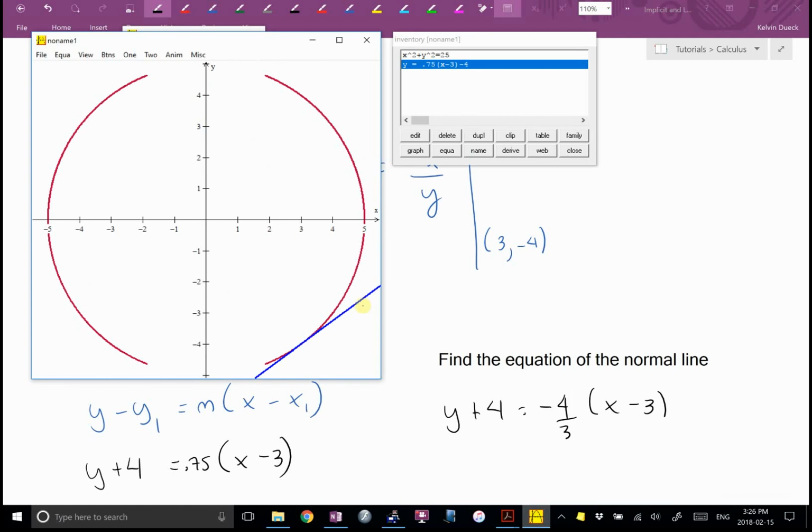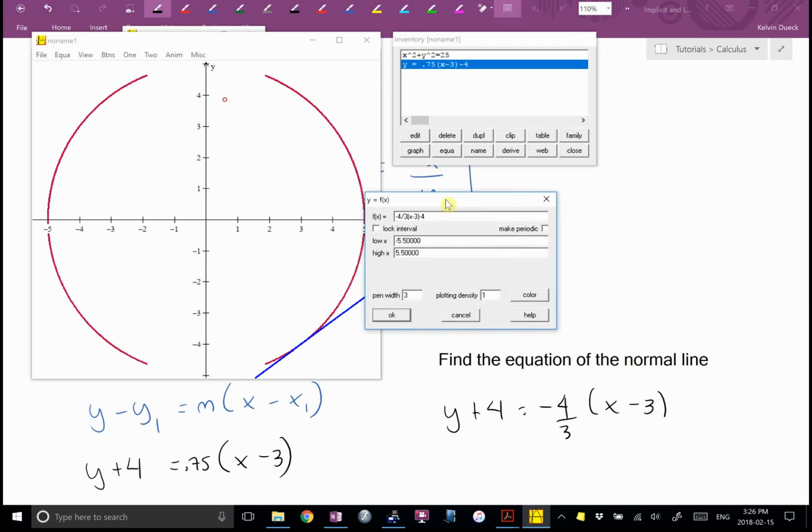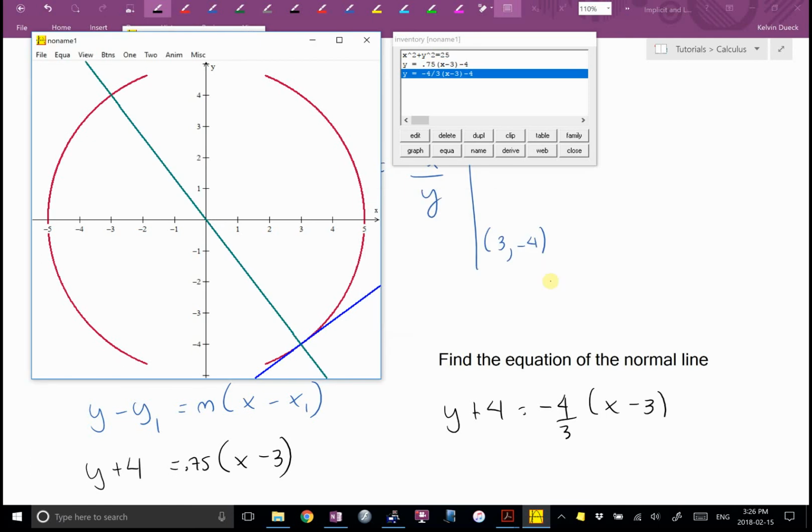If I add that to my graph, and why not? I'll get negative 4 over 3, bracket x minus 3, close bracket, minus 4. I'll make the pen width 3 so you can see a little bit better. And if we're lucky, Linnea, this should end up shooting right there at a perfectly right angle. Booyah. So we have some very powerful tools at our disposal if we can wrap our brain around implicit differentiation.